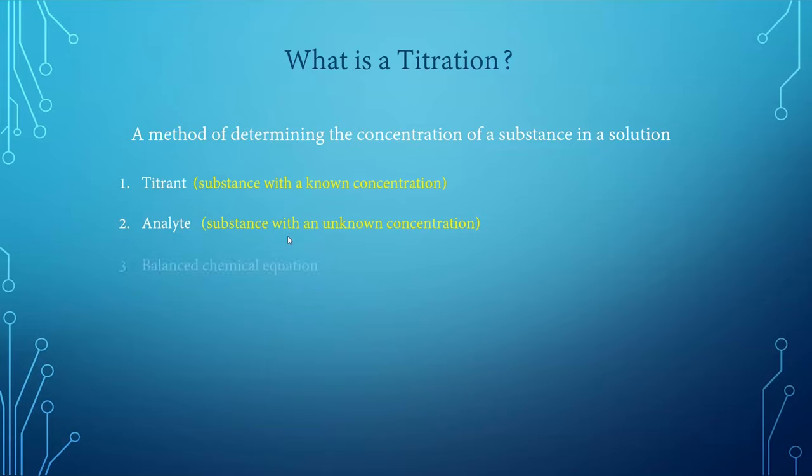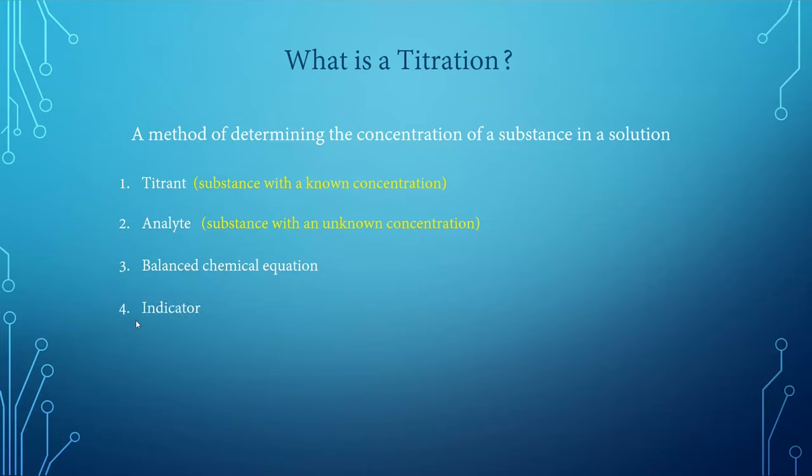Now, in order to do that, we need the balanced chemical equation. We can't just assume that for every mole of titrant, you will react with one mole of analyte. That's often the case. But what would happen if it was a 2-to-1 ratio? What if it took 2 moles of titrant for every 1 mole of analyte? In that case, once you determine the number of moles of the titrant, the moles of analyte would actually be half of that. So we have to have a balanced chemical equation so we know the stoichiometry of the reaction.